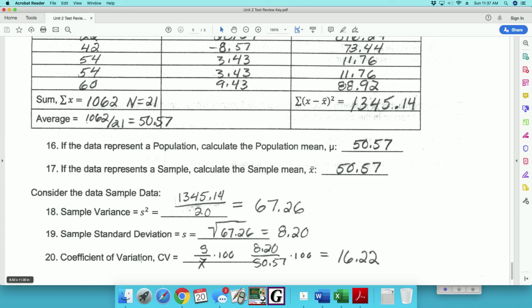Our coefficient of variation is our sample standard deviation divided by x bar, which is the average, times 100. And we get 16.22.